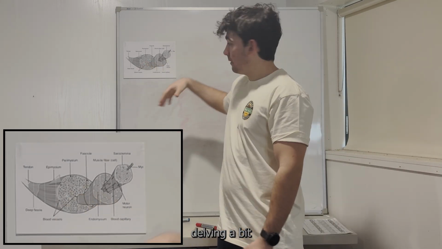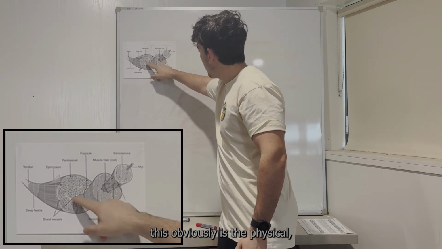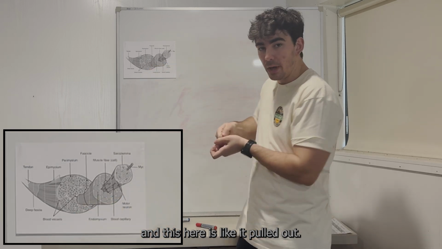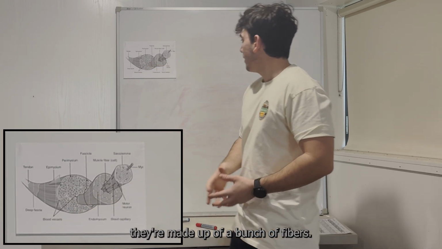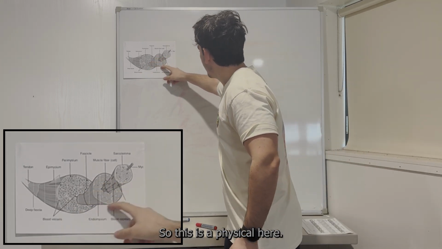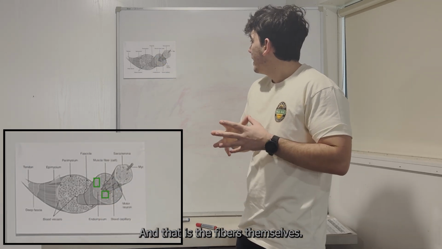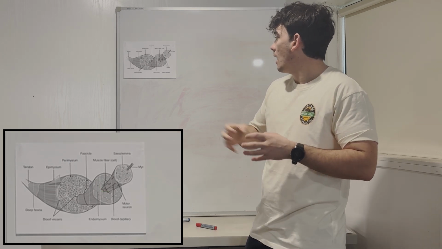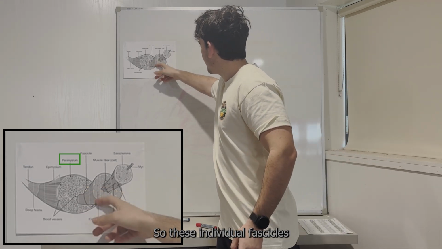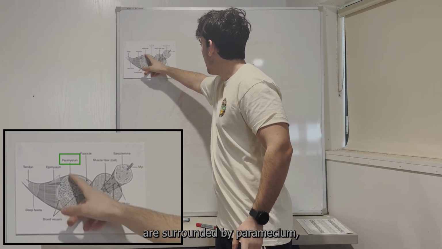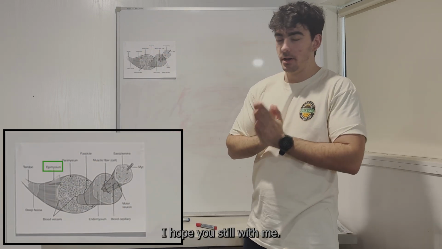Now, delving a bit deeper into these fascicles, as you can see here, this obviously is a fascicle, and this here is like it pulled out. So we're going deeper. This fascicle is made up of a bunch of fibers. You can see in this a bunch of little fibers. The fascicles are surrounded by the perimysium. So these individual fascicles are surrounded by perimysium, and then all those fascicles are bunched together and surrounded by epimysium. I hope you're still with me.